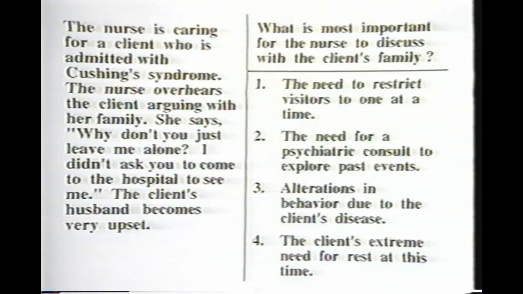Let's do another question. If you look at the next question, the nurse is caring for a client who is admitted with Cushing syndrome. The nurse overhears the client arguing with her family. She says, "Why don't you just leave me alone? I didn't ask you to come to the hospital to see me." The client's husband becomes very upset. What is most important for the nurse to discuss with the client's family?